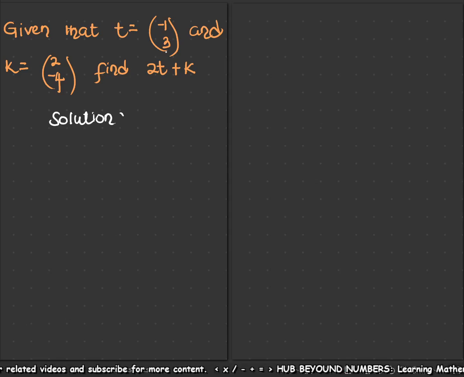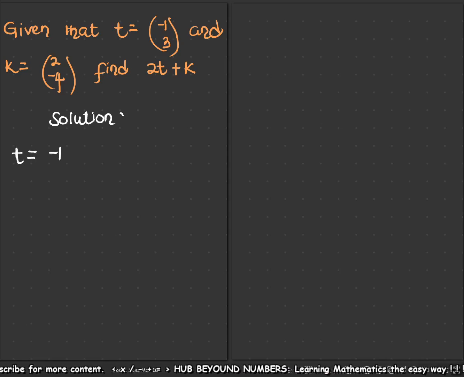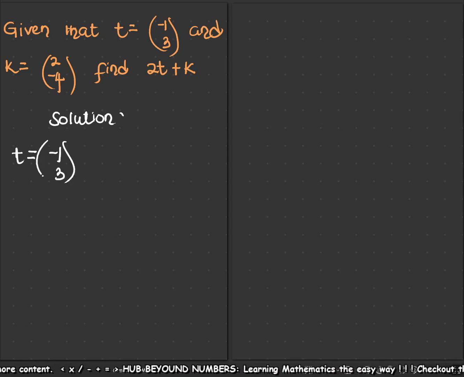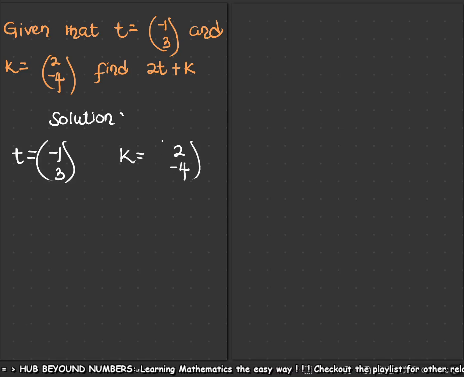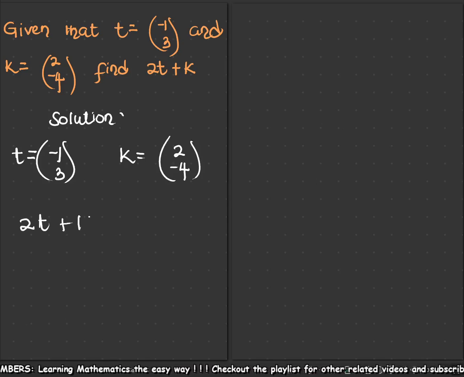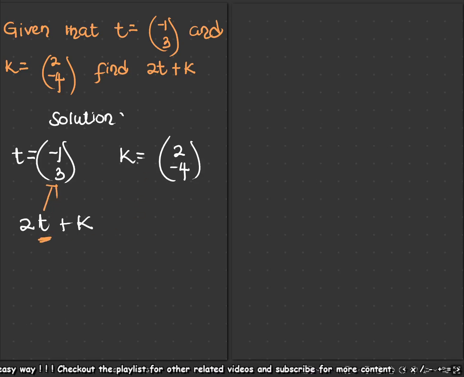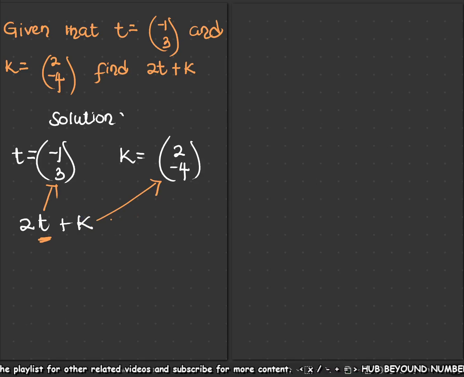So our solution. What we want is what we've been given. Our t is (-1, 3) and our k is (2, -4). If you are being asked to look for 2t plus k, all they are saying is that anytime you see t, put all of this over there, and anytime you see k, also put this over there. So you are substituting. This is under vectors, but we are applying substitution here, right?